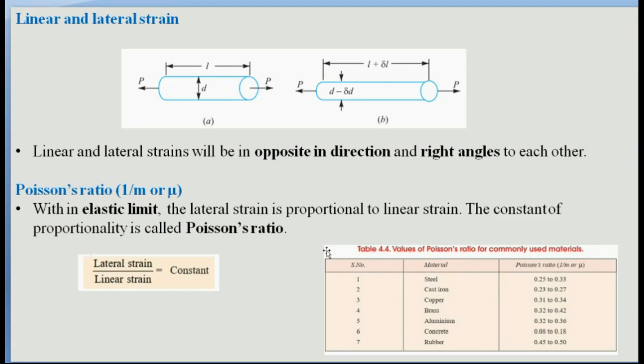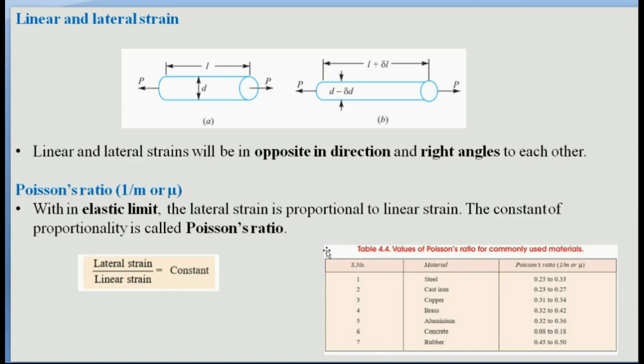Generally, when length is going to increase, the cross-sectional dimensions, whether it is a circular member, where we call it diameter, or a rectangular member, where one is width and another is depth, are going to reduce. That means the lateral strain and longitudinal strain are both opposite in sign. So one is positive, the other one will be negative.